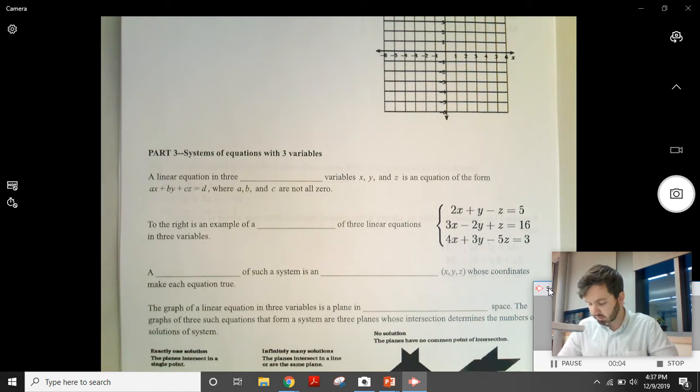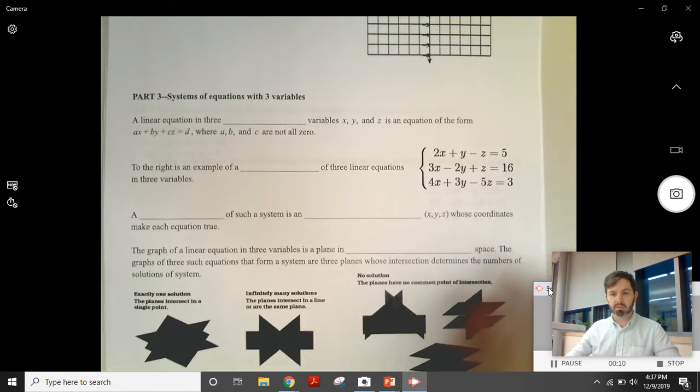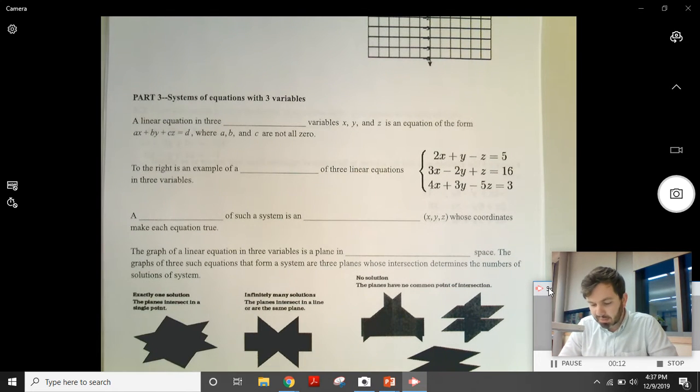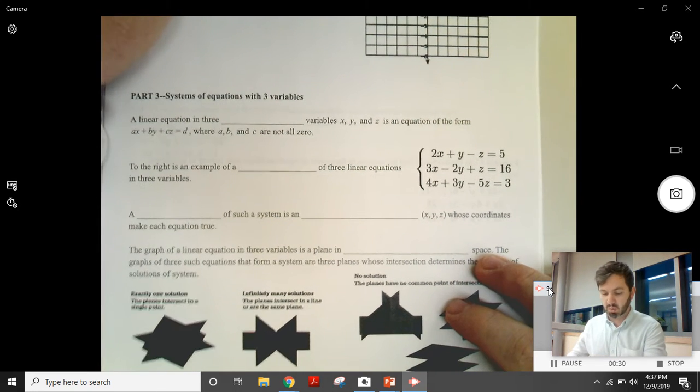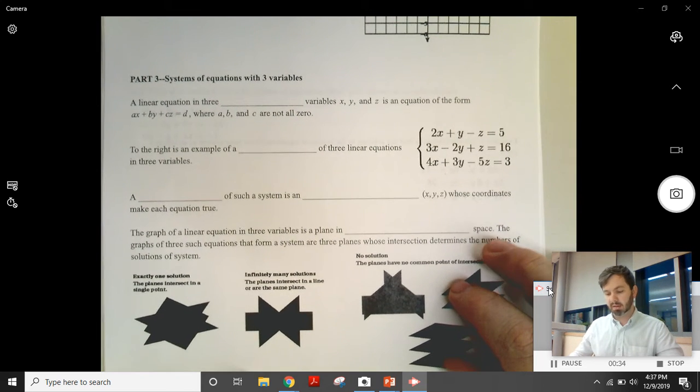We're going to be taking a look at part 3 in our packet. We're looking at systems of equations with 3 variables. This is in the middle of page 9. We have some fill in the blanks here to get us started. This section is going to be a lot like looking at the intersection between two lines, but in this case, we actually have 3 variables. Lines had 2 variables, x and y. We're going to be looking at equations that have 3 variables, x, y, and z.